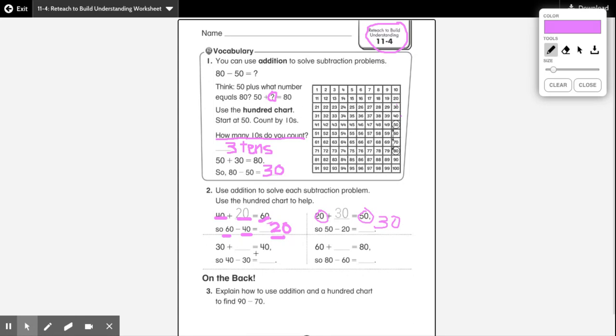30 plus blank equals 40. So 40 minus 30 equals blank. So let's take a look at this equation here, this addition equation. Okay, I see 30 is the first number they gave me here. So let's go and find 30 on the hundreds chart. And we need to figure out how many hops it's going to take, how many times I'm going to count by 10 to get to 40.